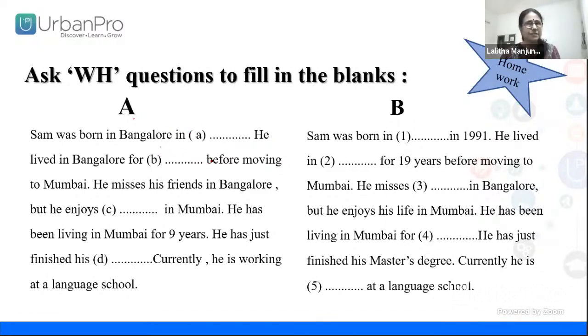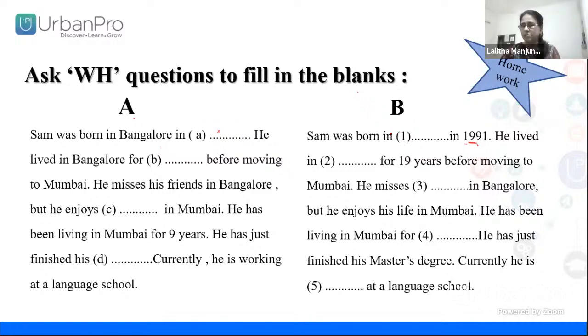So I'll just show you the first two blanks and then you can try it on your own. So Sam was born in Bangalore in, okay, so he was born, this is the time, right? So I need to ask a question here to get this answer. B has the answer. So A needs the information. So how will you make this question? When was Sam born? Because I need 1991 as the answer. So when was Sam born?